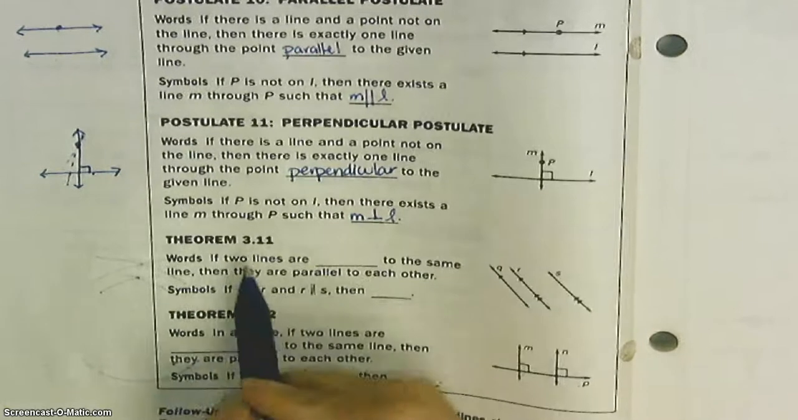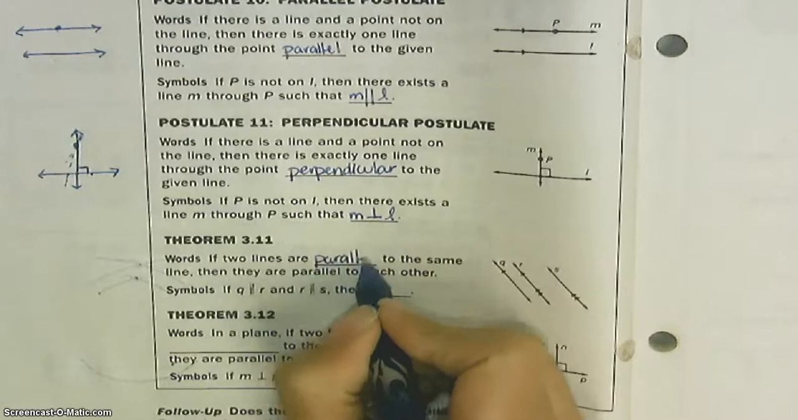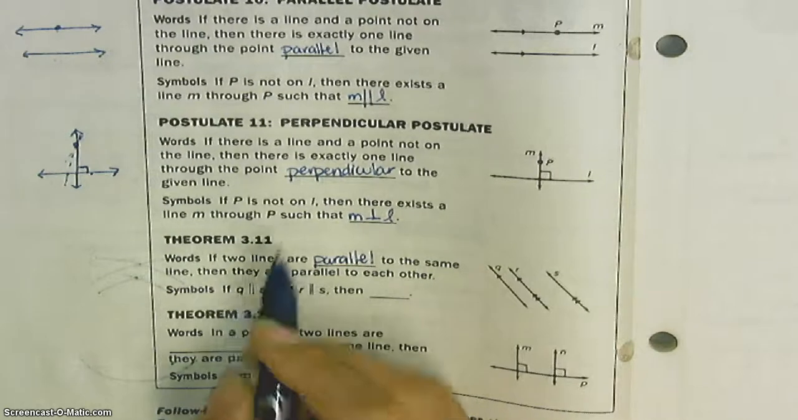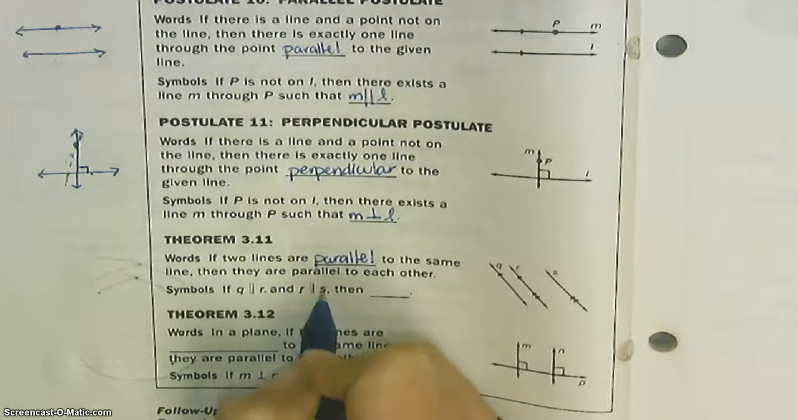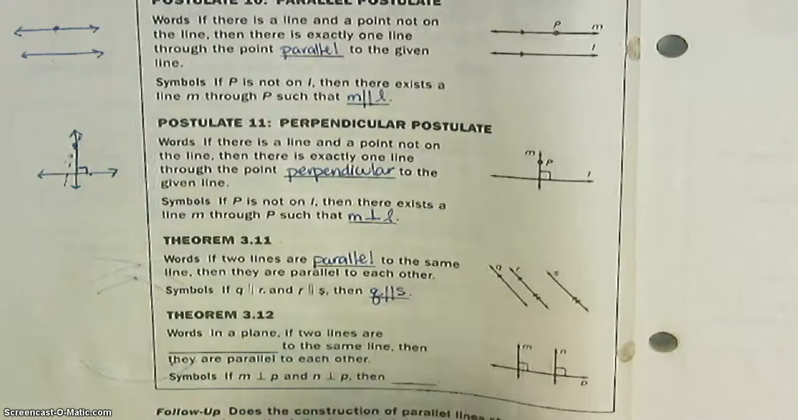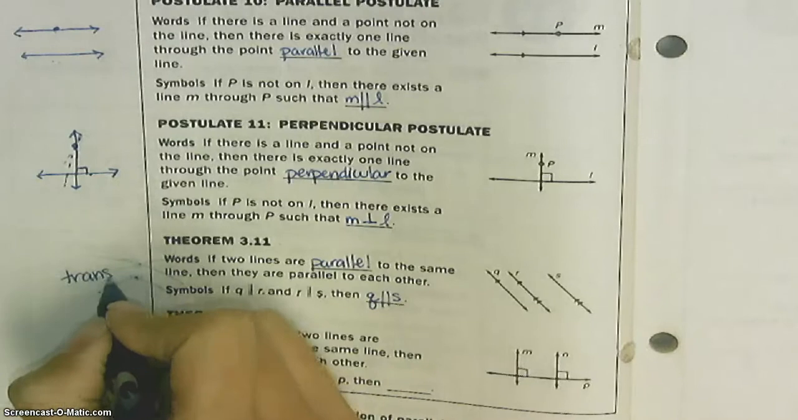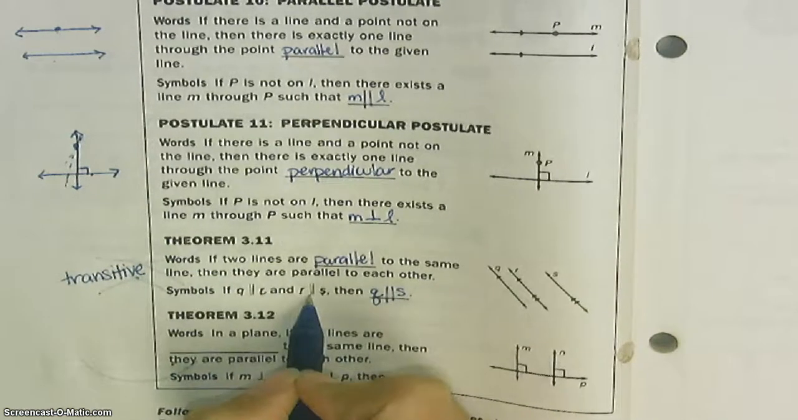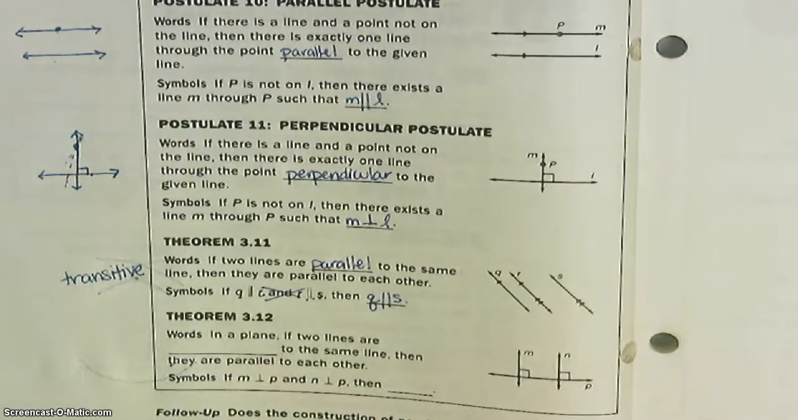Now this one: if two lines are parallel to the same line, then they're parallel to each other. So let's think about this. If Q is parallel to R and R is parallel to S, then Q is parallel to S. This should sound familiar to a property that we learned a while ago called the transitive property, where you cut out the one that's in the middle. Notice R was in there twice. So we can cut the middle one out, and Q is parallel to S.